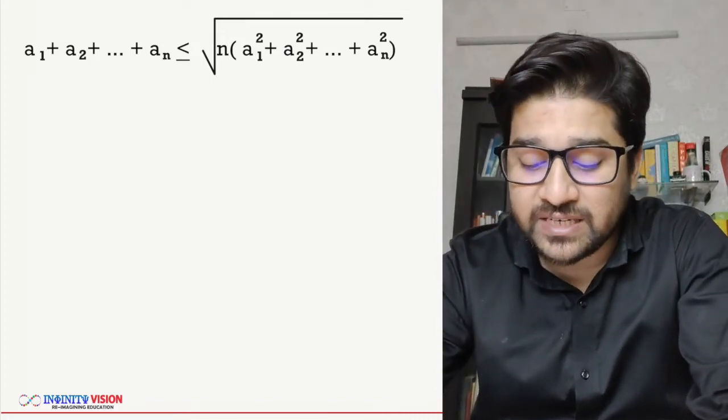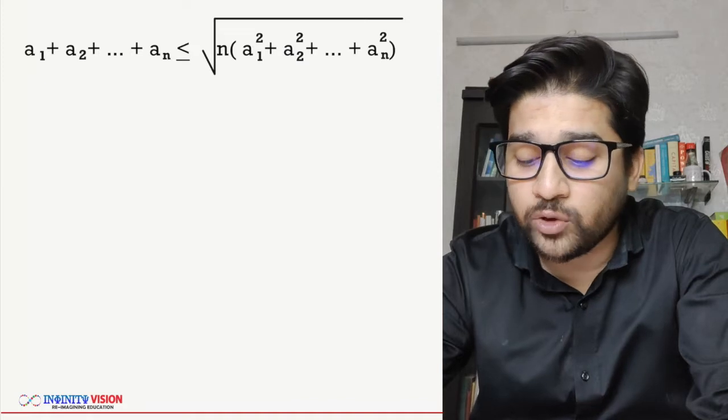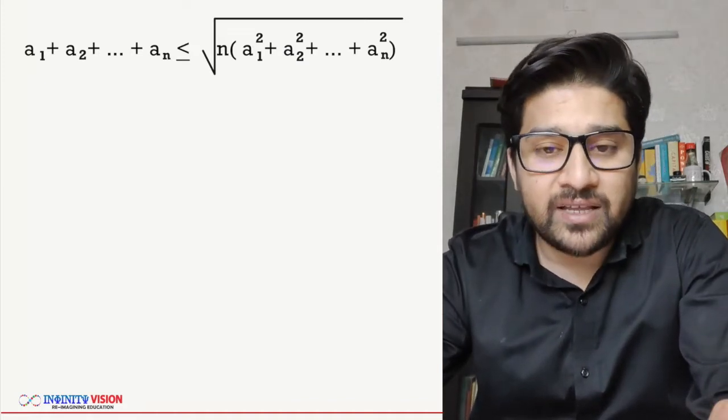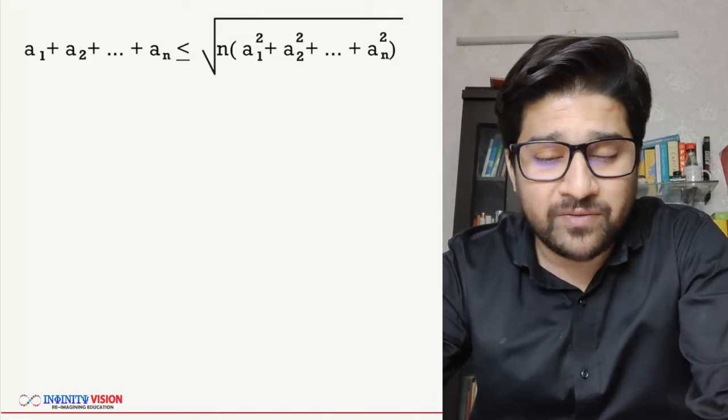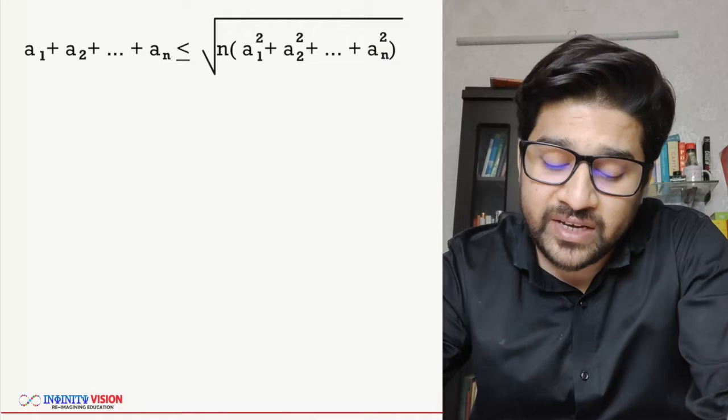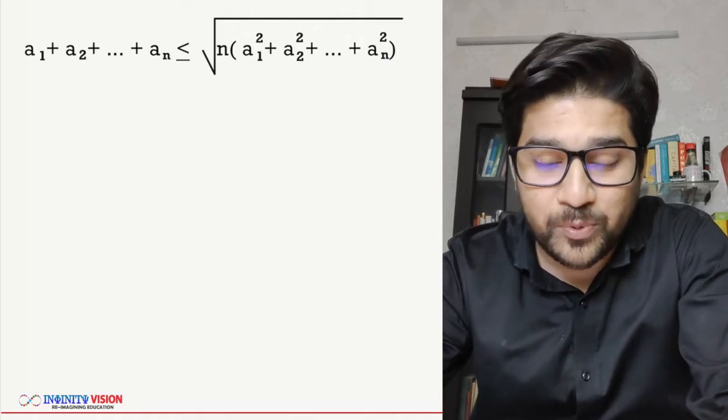a1 plus a2 up to an is less than equal to under root n into a1 square plus a2 square up to an square. Now definitely when the left hand side is negative, then we don't need to talk, it's a true statement. The story becomes the proof when we know that the left hand side is also a positive term.